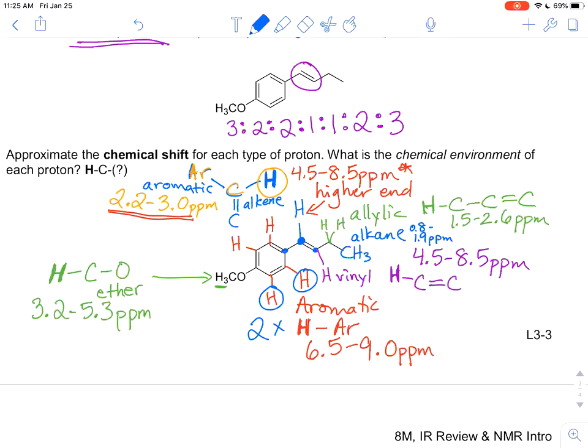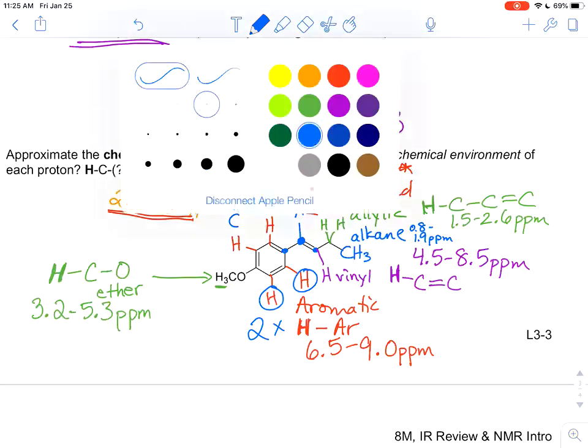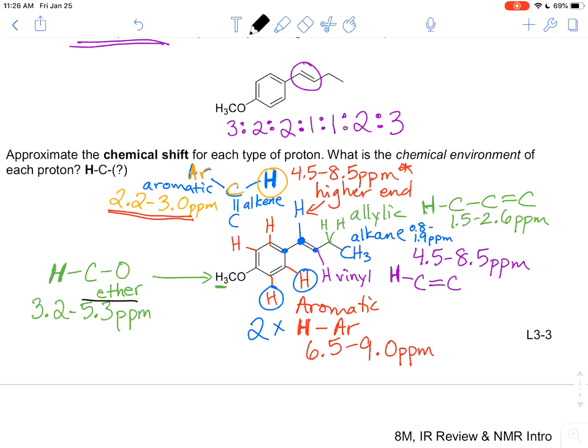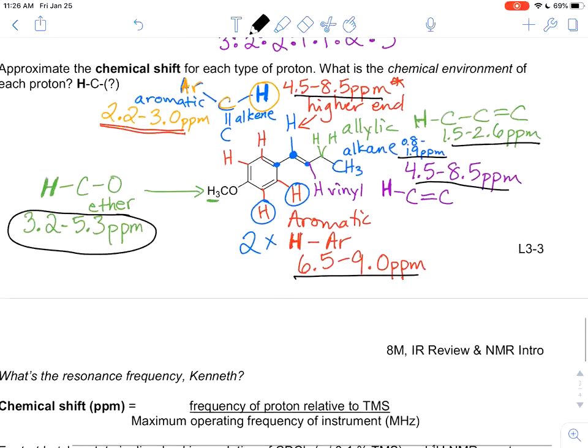Let's just take a moment and marvel at our work. Ooh, we have 7 different signals. One of them is going to show up between 3.2 and 5. Another one's going to show up on the higher end of 4.5 to 8.5. Another one's going to show up between 1.5 and 2.6. Another one there between 4.5 and 8.5. One is very shielded in the alkane range. And then we have 2 peaks in the aromatic range, 6.5 to 9. And that's 7. Great. Okay.